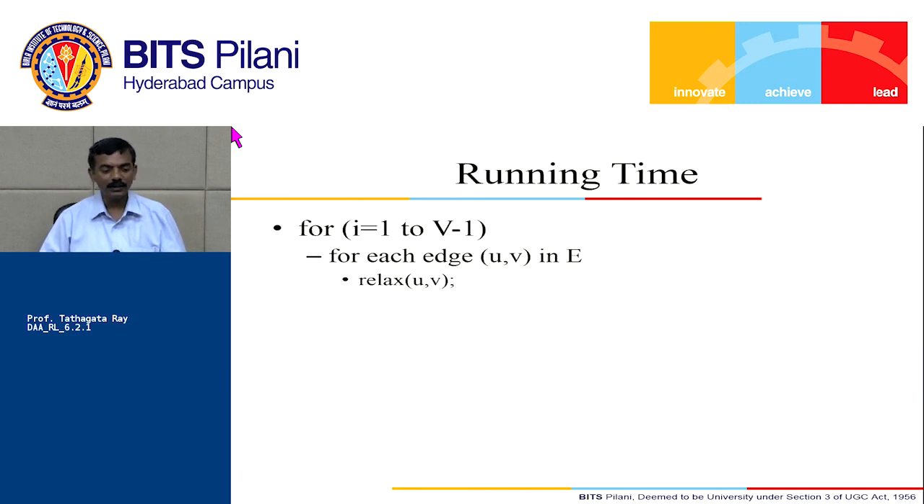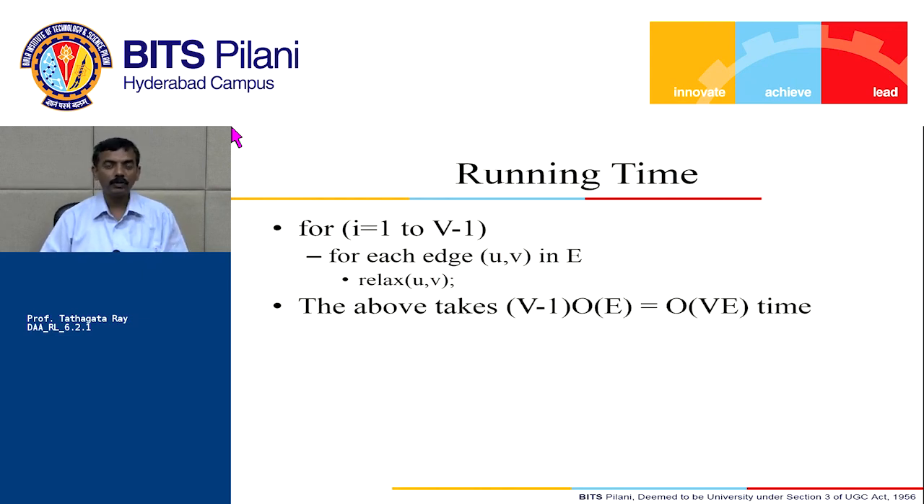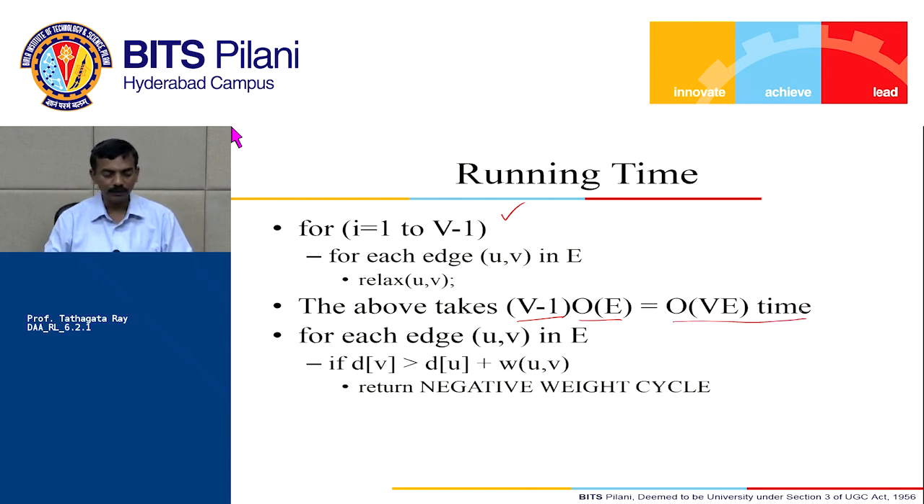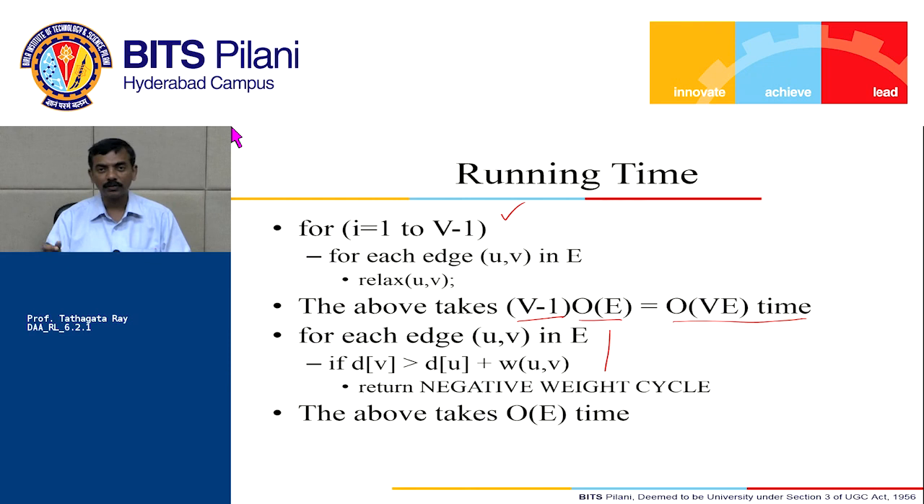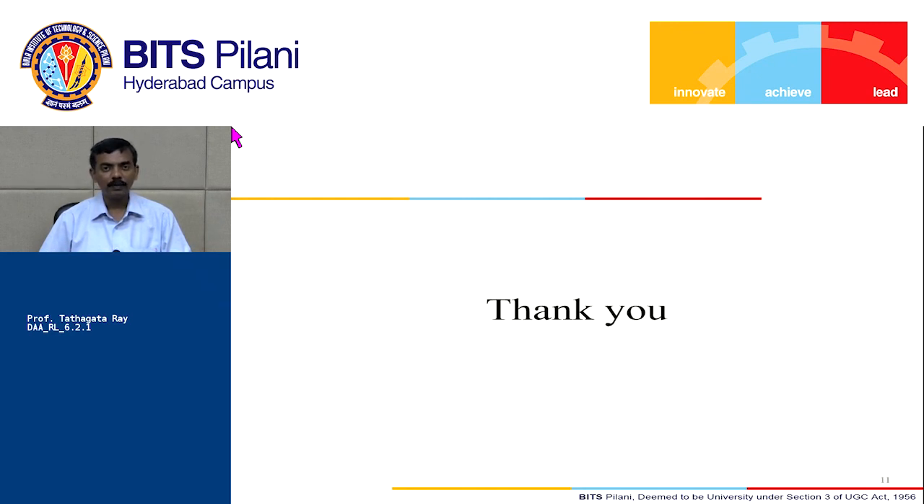So what is the running time? For i equal to 1 to V minus 1, that's the first loop. Within that you iterate over all the edges, and every time you relax. How many times will the upper for loop run? V minus 1 times, and for each, all the edges, that means order of E, whatever the number of edges is. So that's how much time this upper loop will take. The other loop, which checks for a negative weight cycle, iterates over only the number of edges. So the total time is order of V times E. Okay, so that's the Bellman-Ford algorithm.